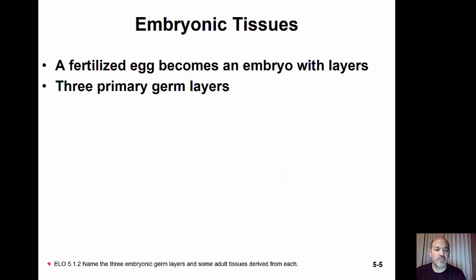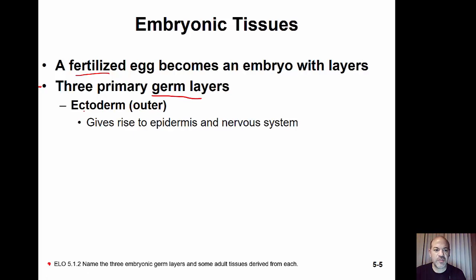Okay, so second objective is to name 3 embryonic germ layers and some adult tissues derived from them. A fertilized egg, the zygote, is going to become an embryo with layers. And the layers during their development are going to be called germ layers. Those germ layers include the ectoderm. Ecto means outer. And this ectoderm is actually going to give rise to the epidermis and the nervous system.